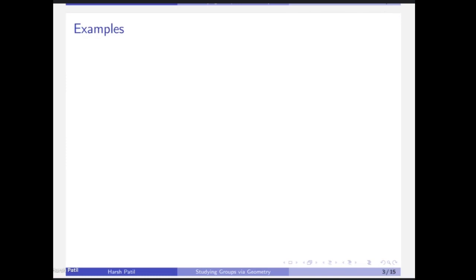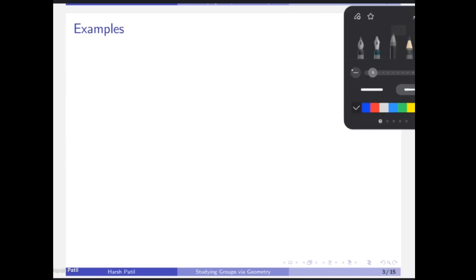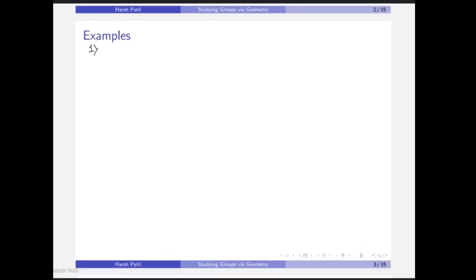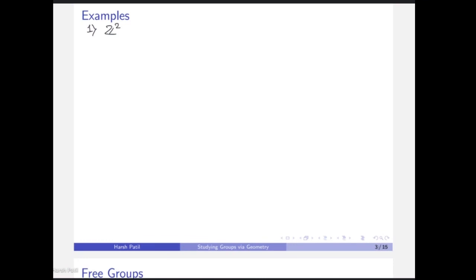Let us start with a simple example. Let us consider the group Z squared, and it acts on R2 with the Euclidean metric by translations. So if (m, n) belongs to Z squared and we're acting it on a point (x, y), then we just get (x plus m, y plus n).